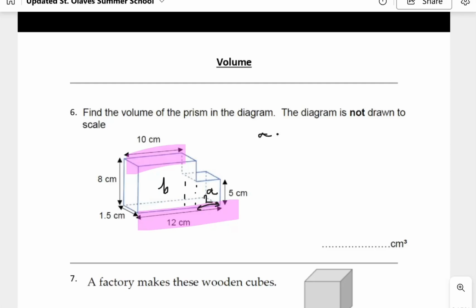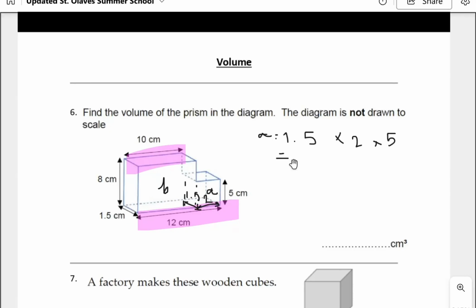So we're first finding the volume of A. The depth of this we know is consistent, so the depth is 1.5. So the entire volume of this is going to be 1.5 multiplied by 2 multiplied by 5. This is depth times width times length. So that is equal to 15, because 1.5 times 2 is 3, 3 times 5 is 15.